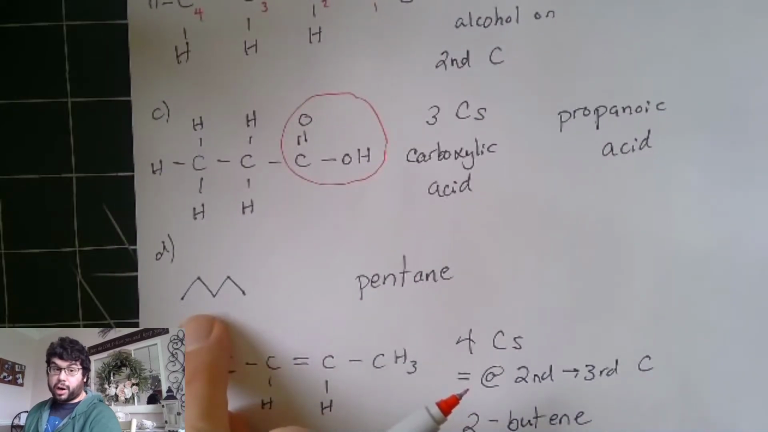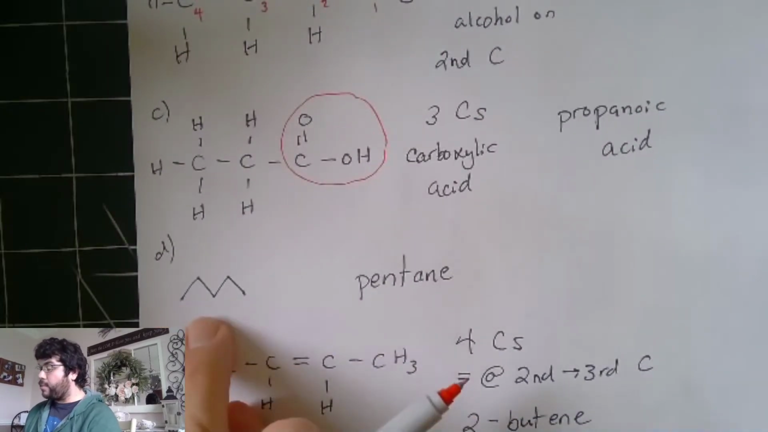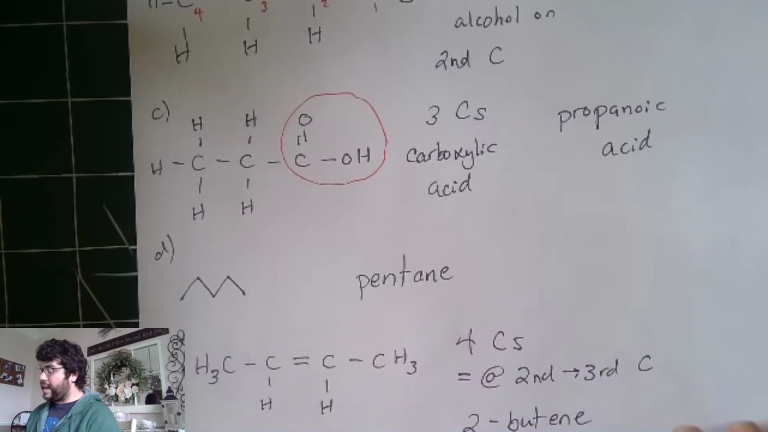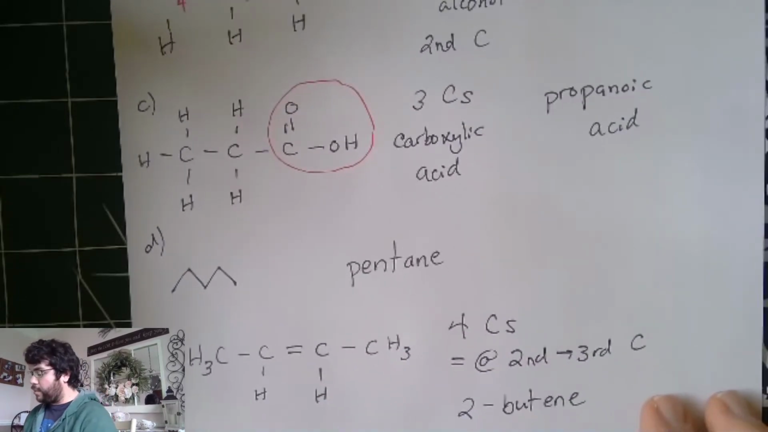D, this was just 5 carbons with a bunch of hydrogens around it. That's pentane. 5 carbons, there we go. 5 carbons with a bunch of hydrogens is pentane. It's an alkane, and there are 5 carbons.